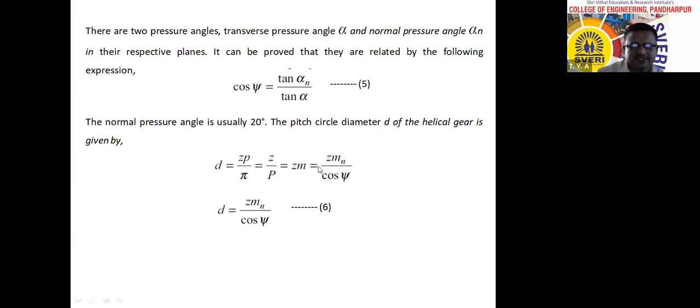We are knowing D is equal to Z into M. Therefore, substitute the value of M from equation 3. We are getting D is equal to Z mn upon cos psi. Equation 6.